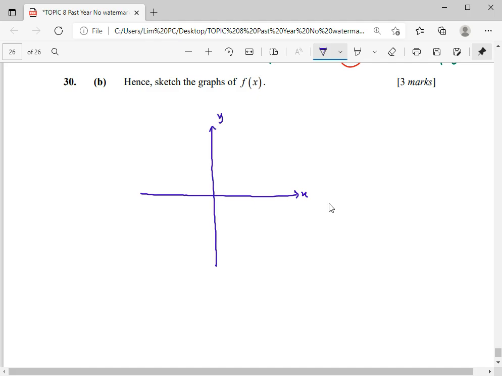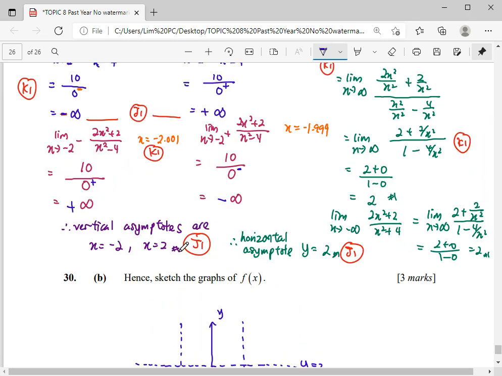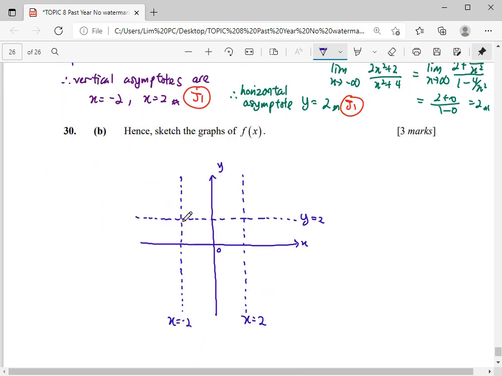We have two vertical asymptotes, which are -2 and +2. So when we draw our graph, make sure we label straight away x equals -2, x equals 2. This is our vertical asymptote. And then the horizontal asymptote is y equals 2. So this is our information from part A. Then we see our result.